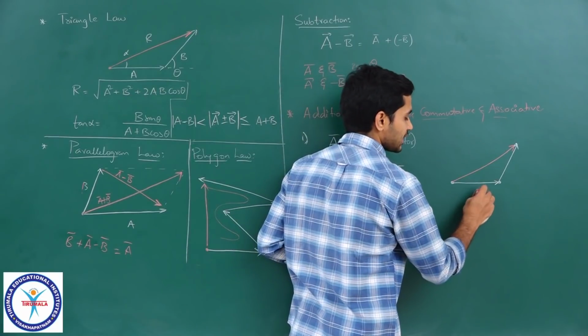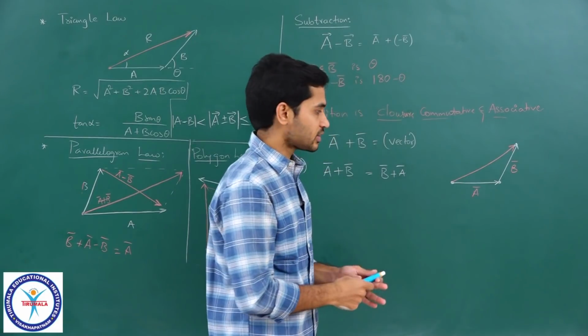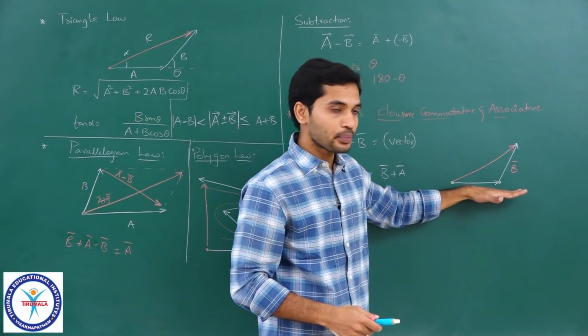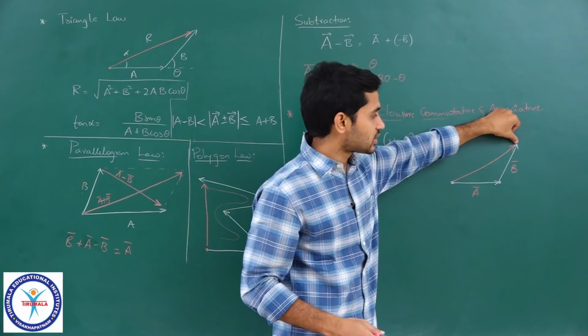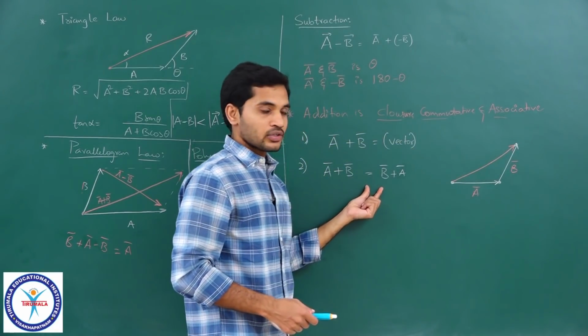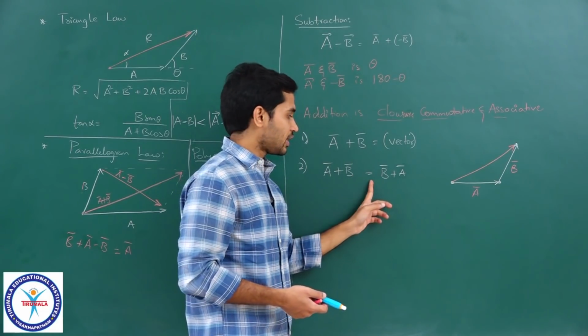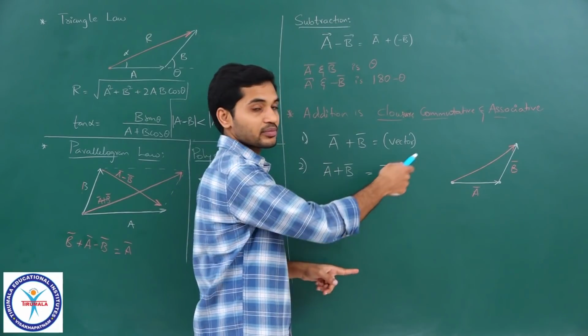So, let us say this is A bar and this is B bar, my two displacements. First I have travelled along A, then B, and I have reached here. So, this is my net displacement. What this means is that you can add those displacements, and you can travel in a different manner also to get the same displacement.